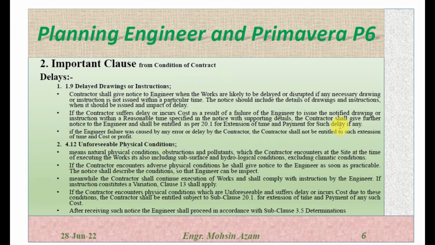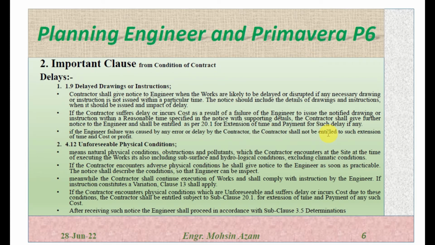So first of all, the contractor should give notice that we are facing delays because of these drawings or instructions. After a certain time specified in the notice, if they still did not receive the instruction or the drawings, the contractor will be entitled to the extension of time and the cost for the delay as per clause 20.1, which is claims. If the engineer's failure was caused by an error or delay by the contractor, the contractor shall not be entitled to such extension of time and cost or profit. So if the delay is somehow from the contractor side, he will not be entitled to extension of time or to the cost or profit.